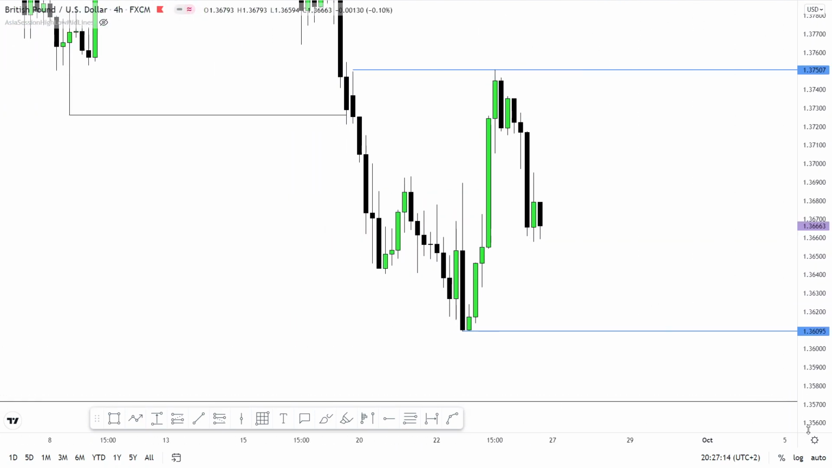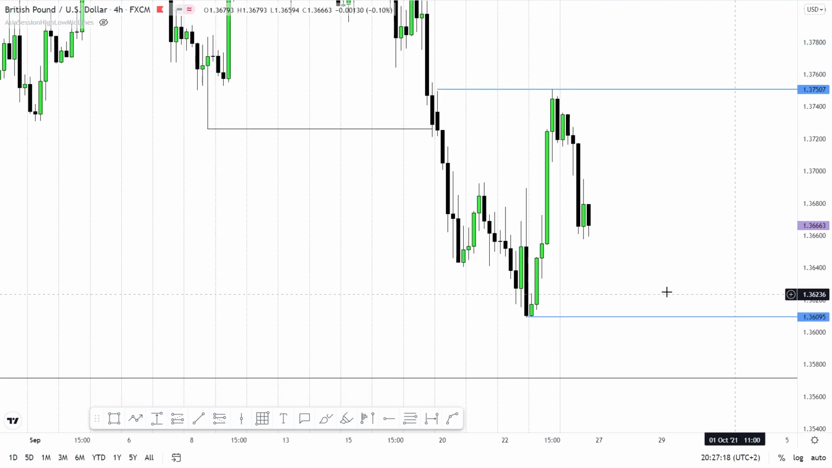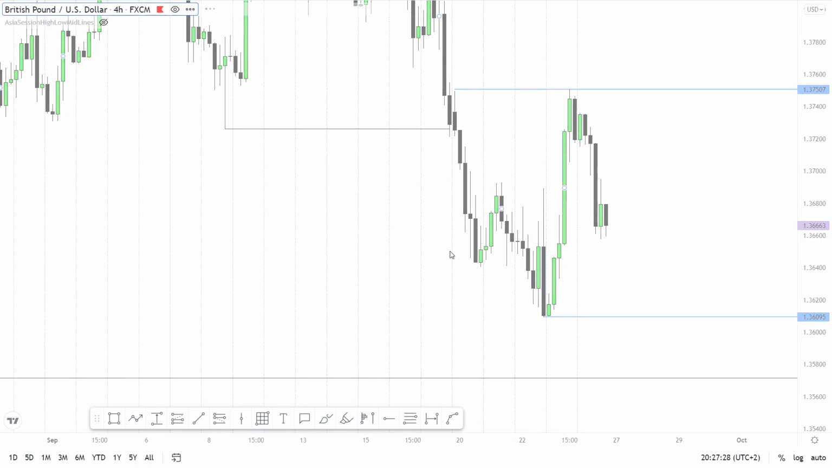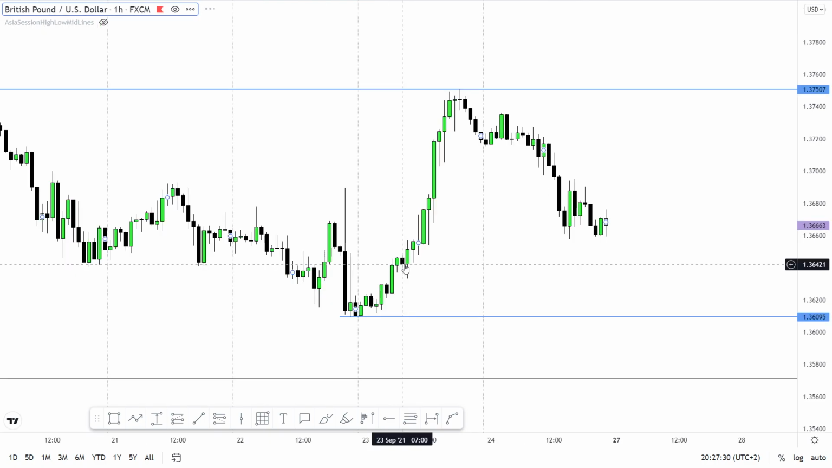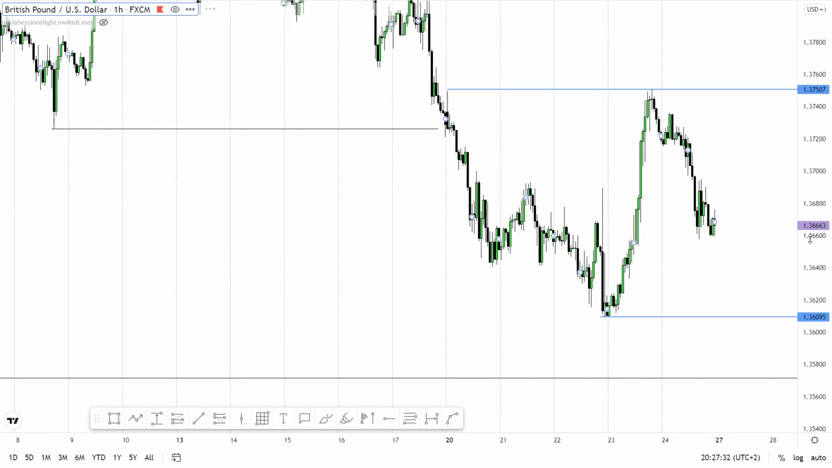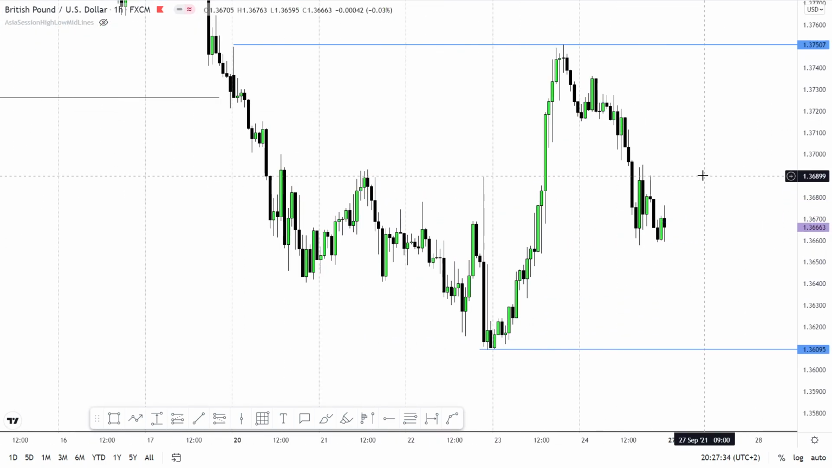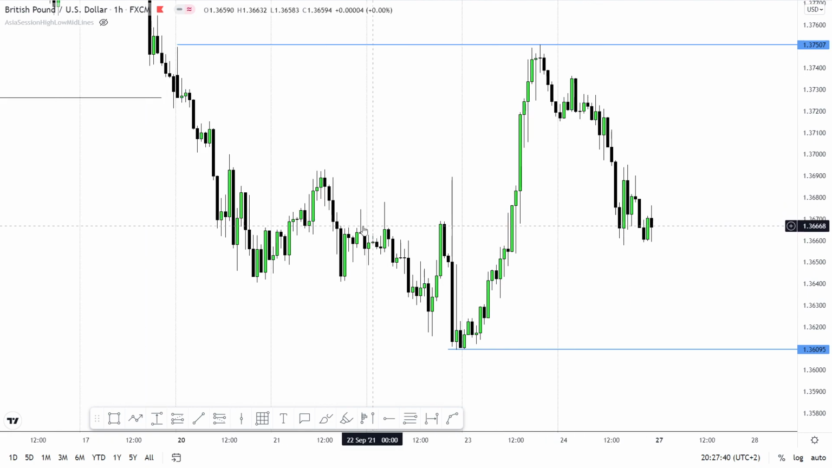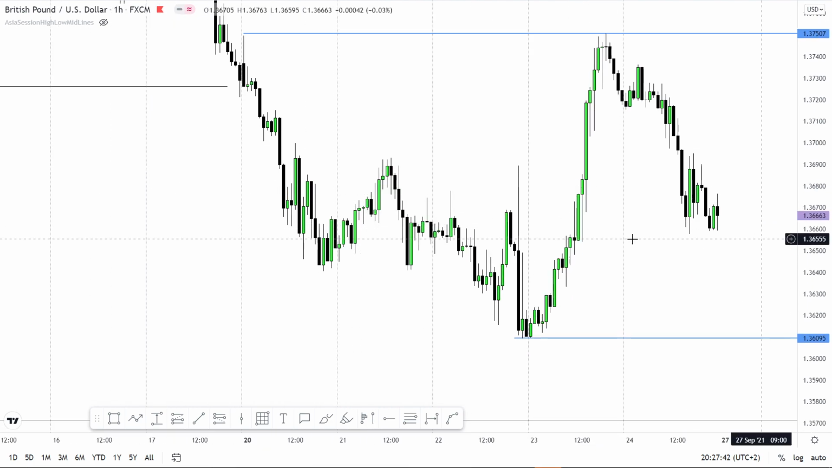Let me add my period separators here. So we can see here on the 4 hour, there's really nothing clean for us to work with, right? So Friday, Thursday, Wednesday, Tuesday, Monday, right? So we're going to quickly go to the 1 hour. I think I did take this out on Tuesday. So the sell happened on a Tuesday, right?